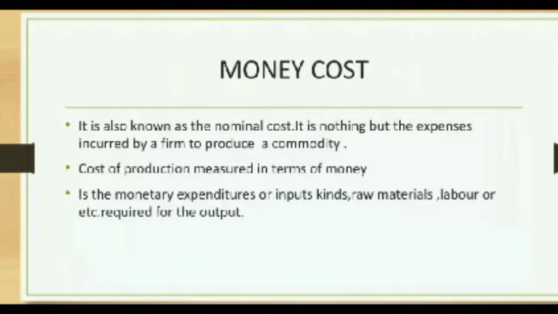Money cost. It is also known as the nominal cost. It is nothing but the expenses incurred by a firm to produce a commodity. It is a cost of production measured in terms of money. Money cost is the monetary expenditure on inputs, such as raw material, labor, etc., required for the output.